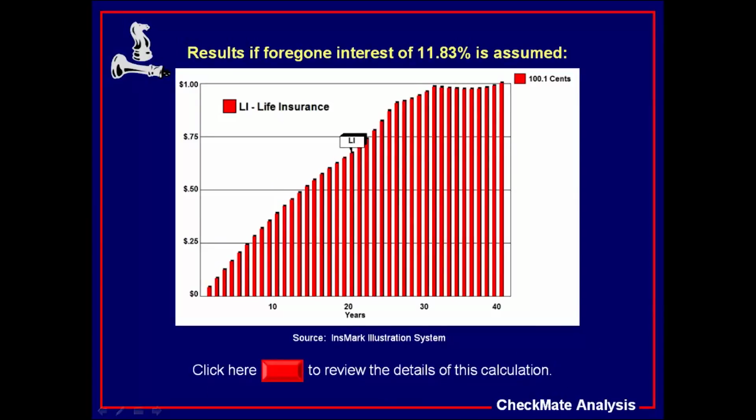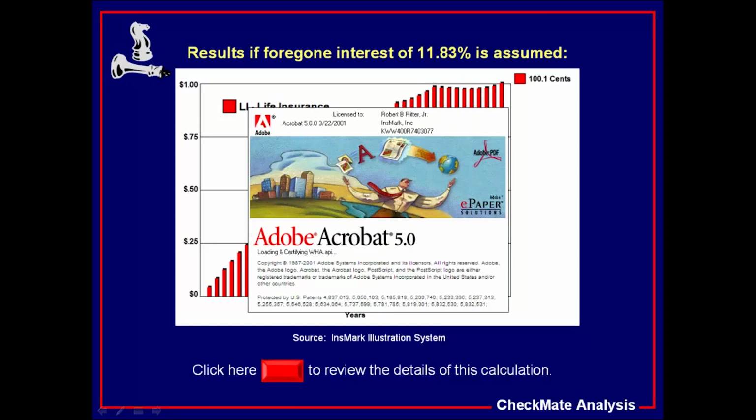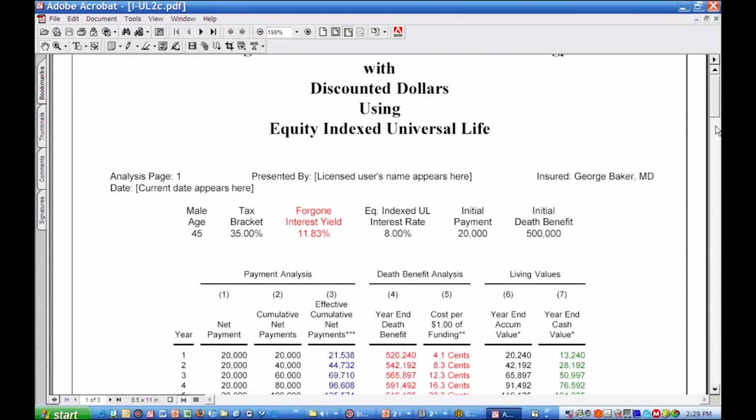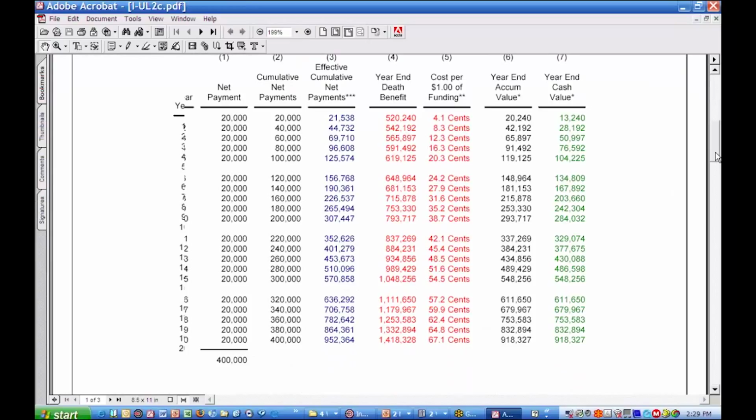The magic number is 11.83. If we assume foregone interest on the premiums being spent of 11.83% pre-tax equivalent, just finally at the end of 40 years, we hit the magic number of $1. So even if money could be invested at that rate, which is unlikely in this comparative environment, it takes 40 years for the dollar of cost to hit the dollar of death benefit. Again, 67 cents by the 20th year, and there's your dollar, just barely 0.1 cents. So it's a very effective measurement of death benefit using that illustration.